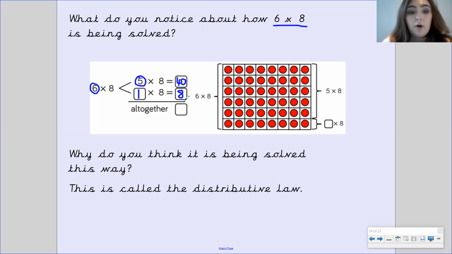Well done. If you got that all together, we have 48, which means 6 times 8 equals 48. And then it's drawn out here to help you see it pictorially. So 6 times 8, this is the whole. Then here is 5 times 8 that's been split up here. And then the last one, 1 times 8, which is here. So we know that 6 times 8 is 48. But why do you think it's been solved this way? Pause the video to have a think.